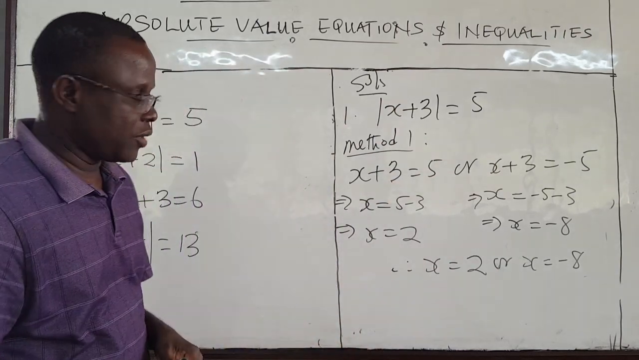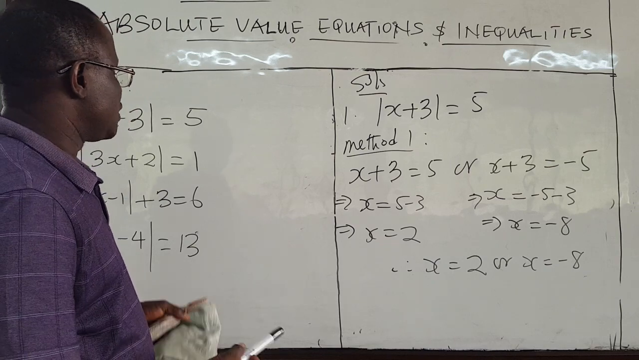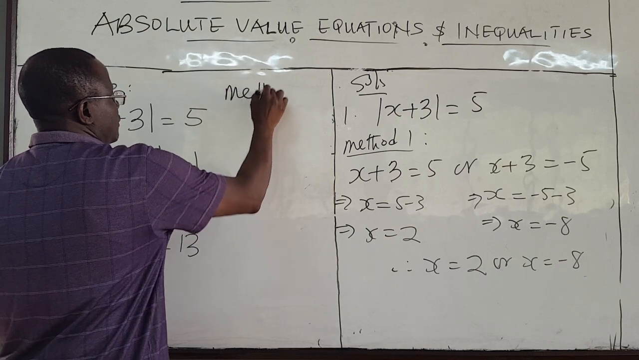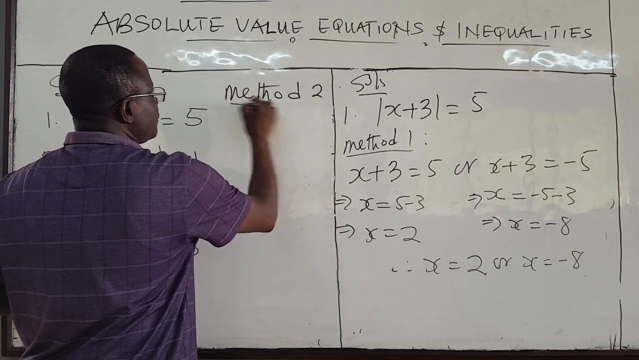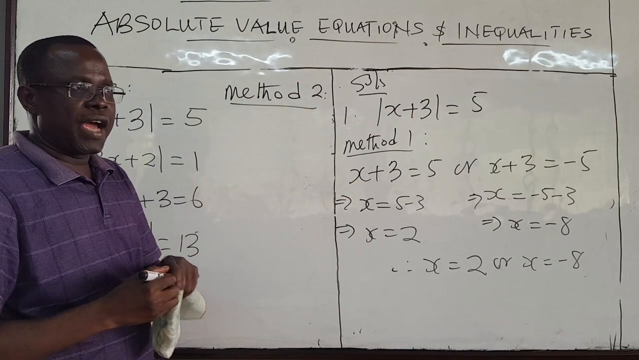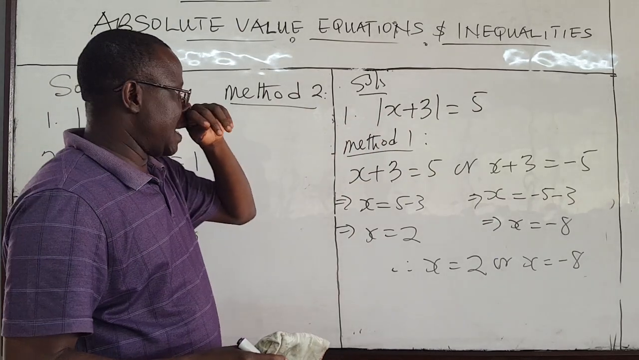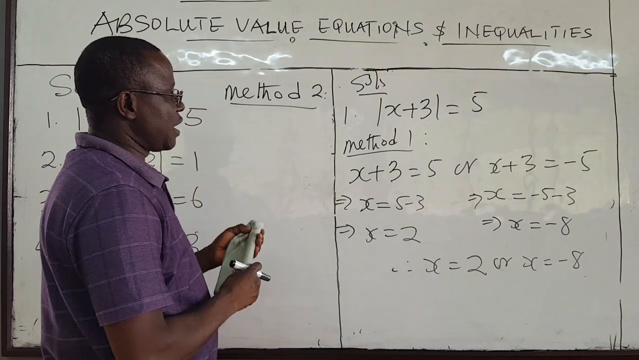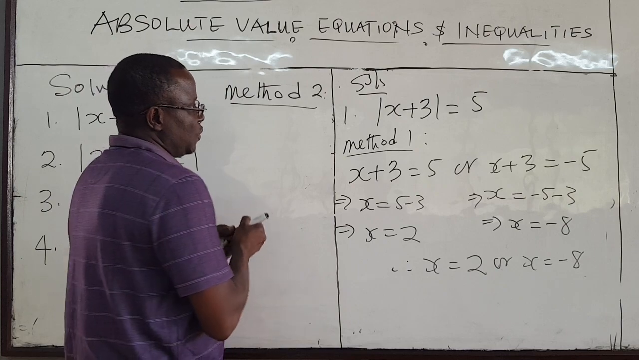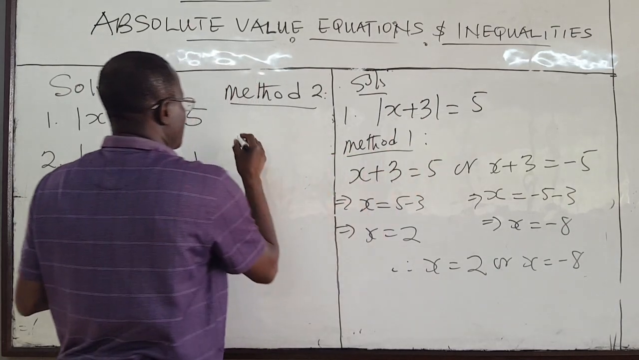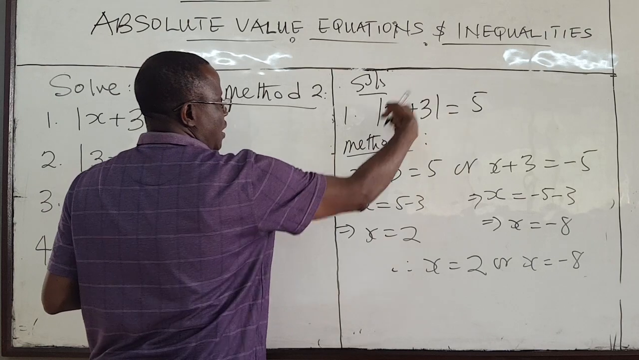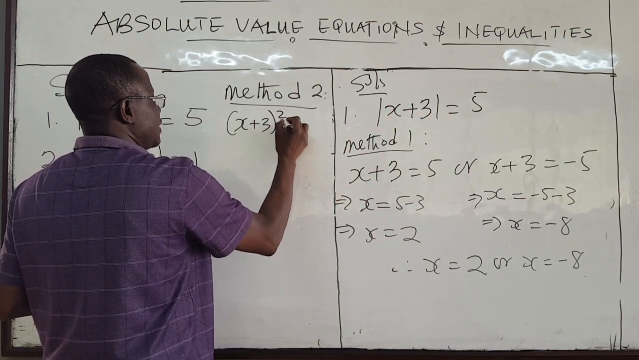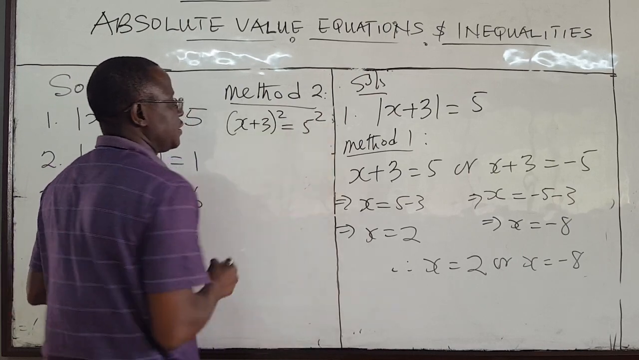Okay, good. Now we want to look at a second approach, method 2. As I mentioned before, you can square both sides. Remember, when you do that, you will be solving a quadratic equation, so keep note of that. So method 2, you square both sides of the equation. When you square the sides, you take away the absolute value symbols, and so you have (x + 3)² = 5².